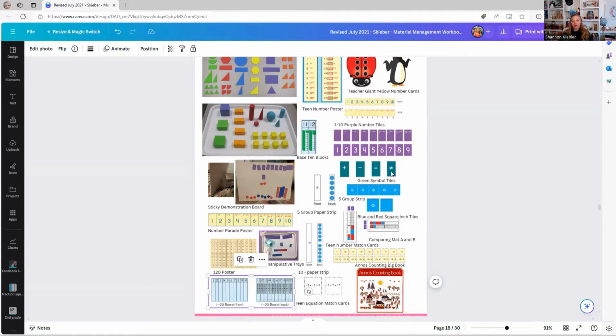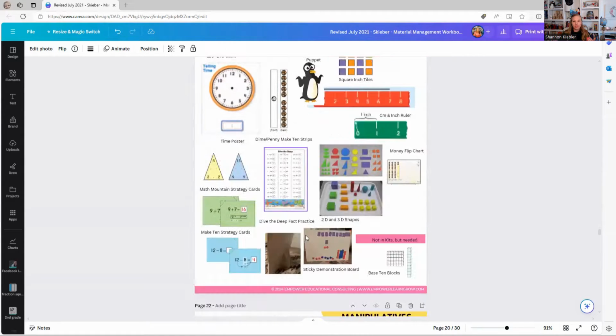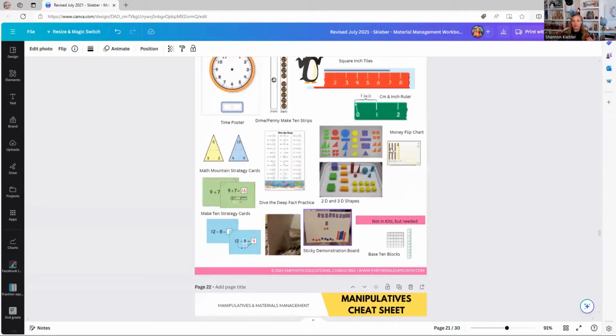So these tiles then also grow. If you notice here, this is a 10 paper strip and you have a 5 group strip. Now, the 5 group strip, you have a foam manipulative for, so you don't necessarily need those paper tiles. But when you look here at the 10 strip, this is going to mimic the flip chart that you're going to have in your room. Let me give you an example. It looks like this, but it has blue dots instead of money. That's going to be a part of your daily routine and quick practice.